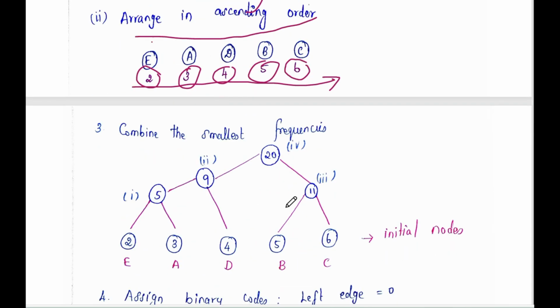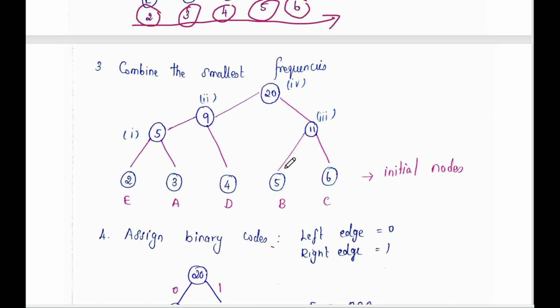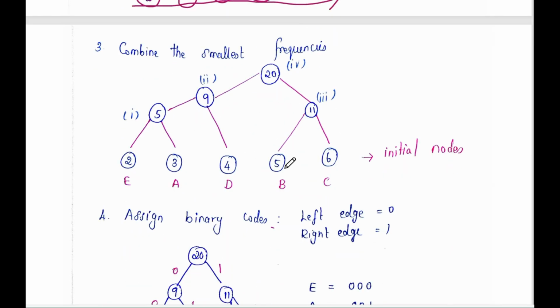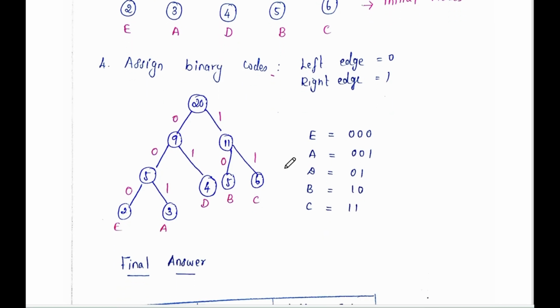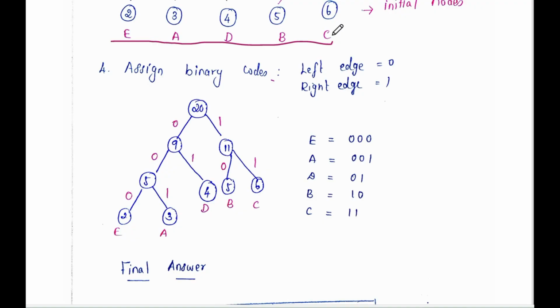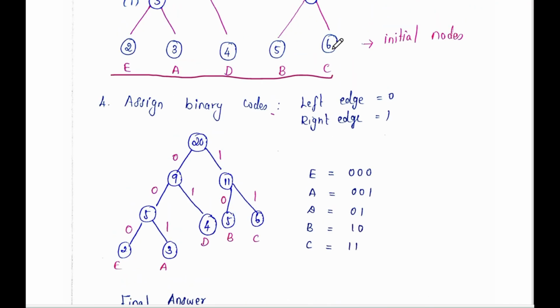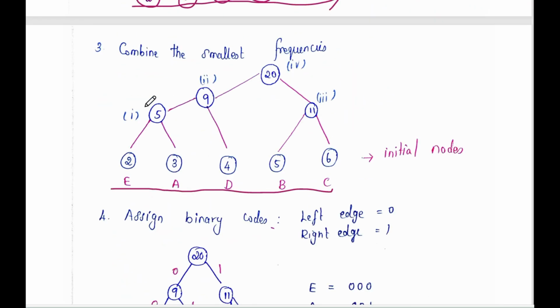Okay, combine the smallest frequencies. The entire Huffman tree will be built, but initially only the leaf nodes are there. So initially this is the structure of the tree: only the nodes 2, 3, 4, 5, 6. Then what is the first step? Combine the smallest frequencies among these 5 frequencies, 2, 3, 4, 5, 6. What are the two smallest frequencies? That's 2 and 3, right?